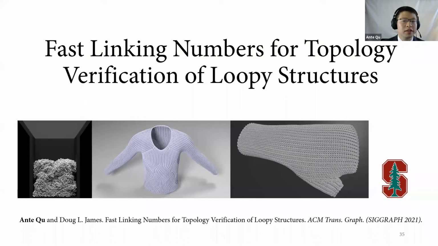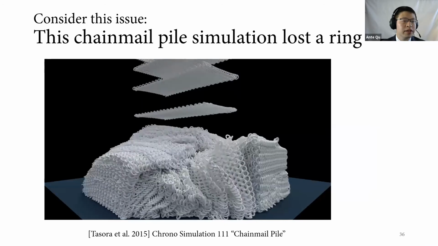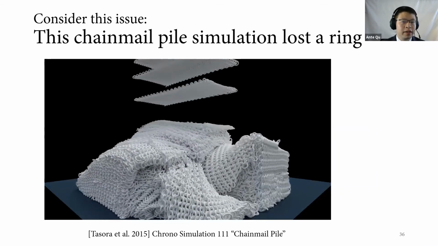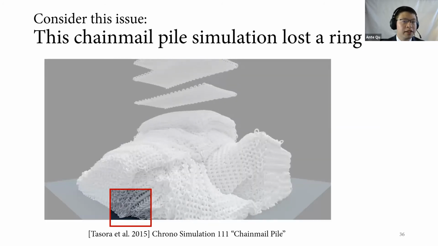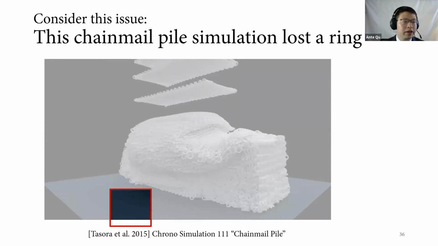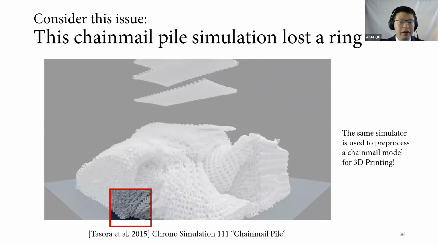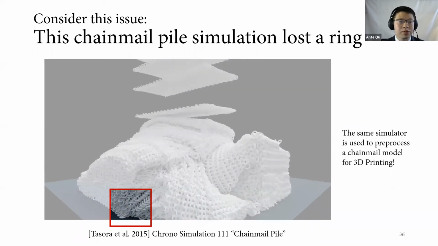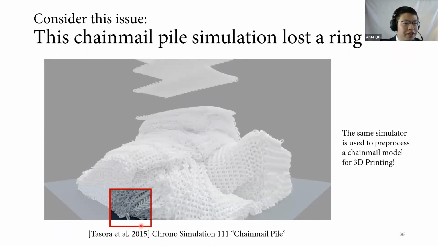Now let's switch gears and discuss fast linking numbers for topology verification of loopy structures. Let's take a look at this chainmail piling simulation from the Chrono simulator. At a fixed accuracy, collisions can be missed between rings. If we pay attention to the region in red, a loop in this Chrono simulation falls off and rolls away. Now, this simulator is actually also used to pack chainmail into a box for 3D printing. And topology issues, look, right now it's falling away, just like that.